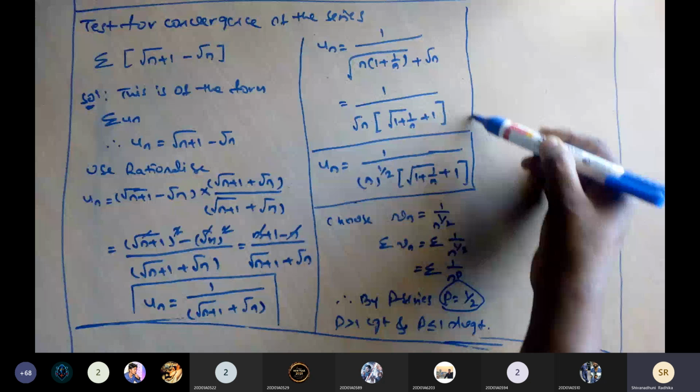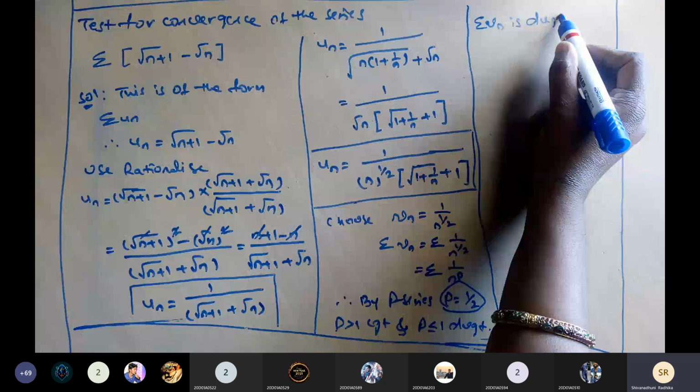Now p equals 1 by 2. Which case does it belong to, convergent or divergent? Tell me. 1 by 2 is nothing but 0.5. Now compare with the 1. Is that a small value or a big value? Small value. So it is less than or equal to 1 here. P equals 1 by 2 is less than or equal to 1. This is divergent. Now summation Vn is divergent. It is clear? Hence summation Un is also divergent. It is clear?